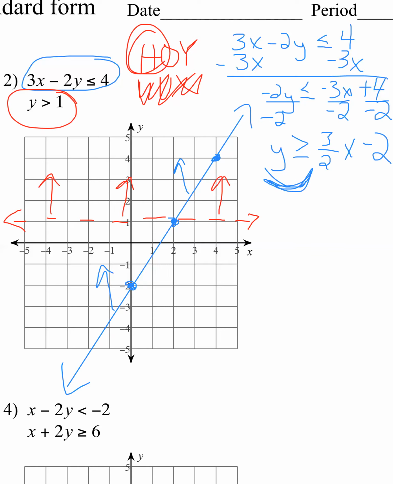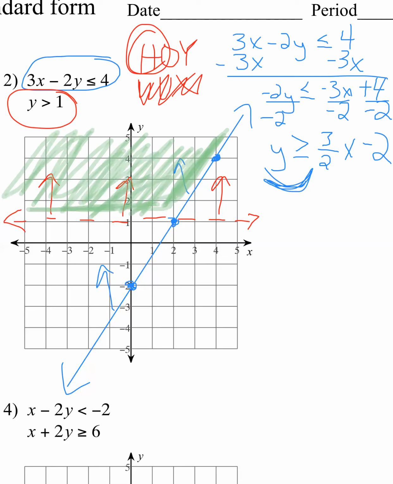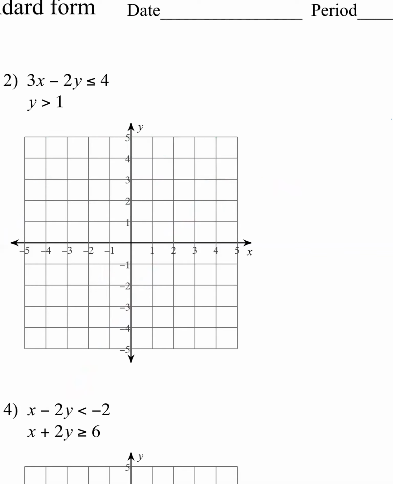Okay, so let's go ahead and maybe I'll put my answer in. Let's do it in green today. Why not? So I want to be above the red and above the blue. The only region that works for that is all of this. Above the red and above the blue. There it is. So this green mess is my answer. Awesome. Okay, 3.